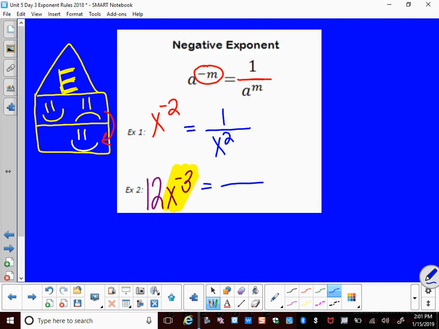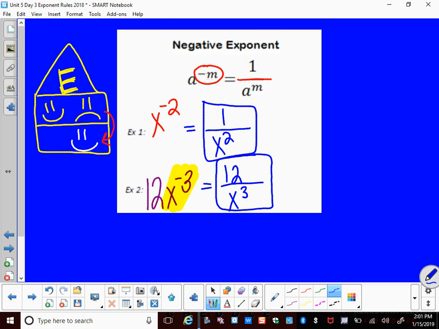Whatever's not affected stays on top. That 12 is unbothered. This x to the power of negative 3 needs to go downstairs, and that negative 3 becomes positive. So that is your answer. This concept gets difficult if you move too many things. So if you notice when I do this, I'm always circling what's right beside my negative exponent.